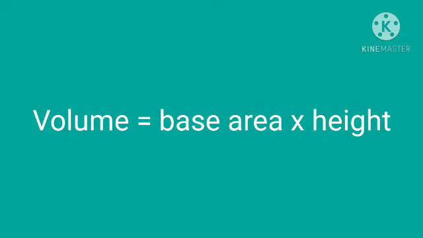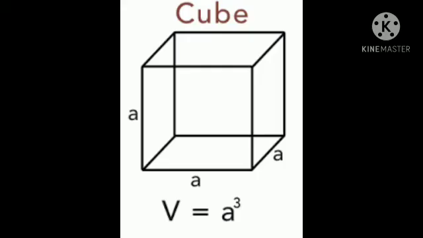If we observe all these formulas of volume, we can see that the volume of any solid shape is base area into height. That means for a cube, we can write s square into a. That is base area s square for a cube and its height a. Base area into height. This is an important concept. That means volume is base area into height.